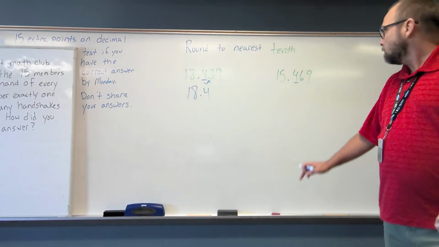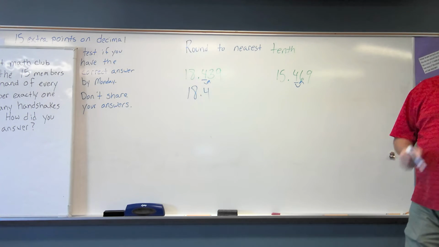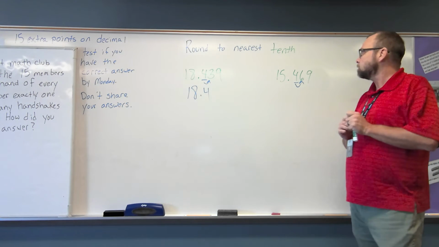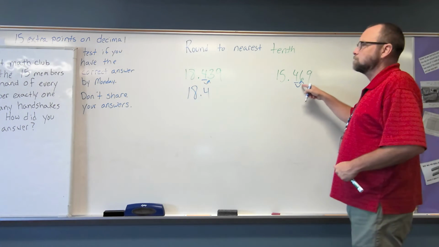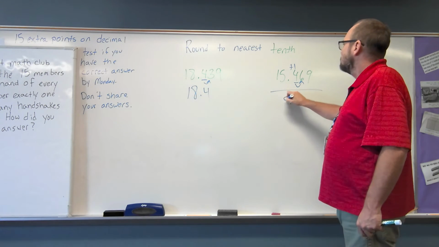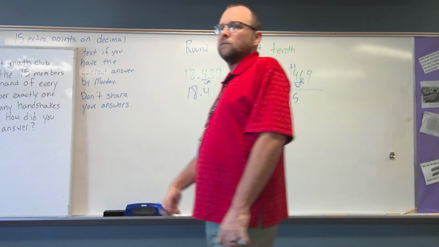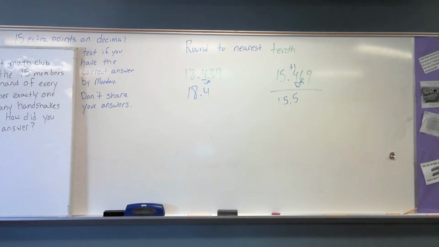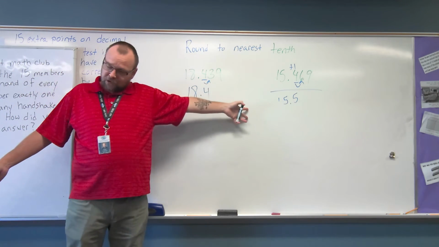Buddy, I have a 4. Behind it, I have the 6. So what do I do with my 10th place? I add 1 because this is 5 or greater. So if I add 1, I get 15 and 5 tenths. 15 and 5 tenths. We're adding 1 or we're leaving it the same. Do not bring down the numbers behind it.